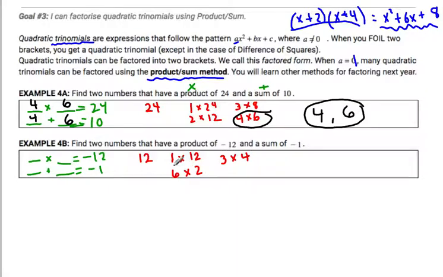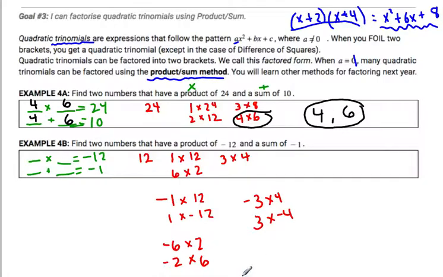So now we have all of these options because this 1 times 12 could either be negative 1 times positive 12 or positive 1 times negative 12. So we have actually another set of options. Same thing for 6 and 2. We could have negative 6 times positive 2 or negative 2 times positive 6. We could have negative 3 times positive 4 or positive 3 times negative 4.